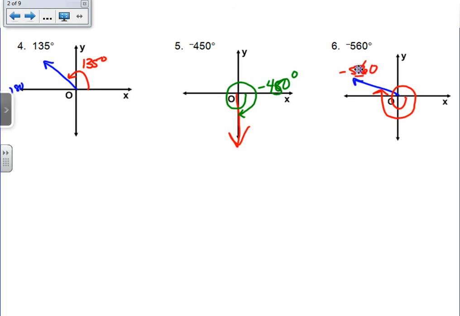Some of you guys are having a hard time coming up with how many more degrees you travel. If you know that one rotation was 360, you could just subtract them to figure out how many more degrees. Okay. And remember, this is 90, 180, so we went a little more, 200.